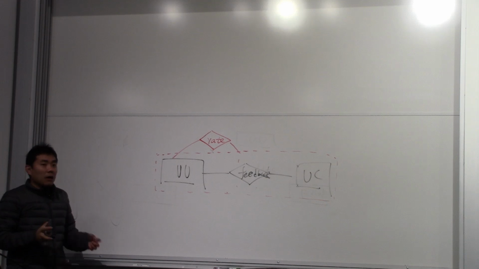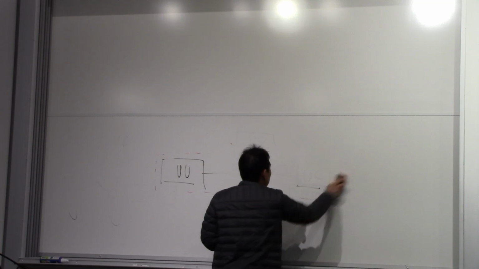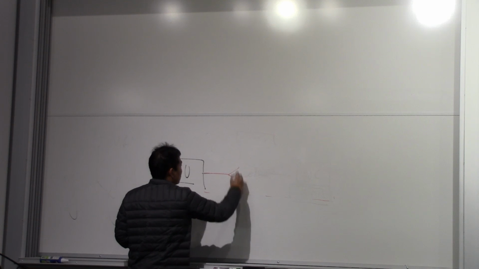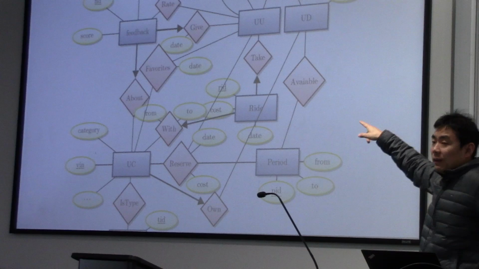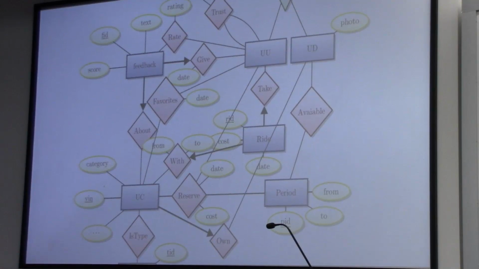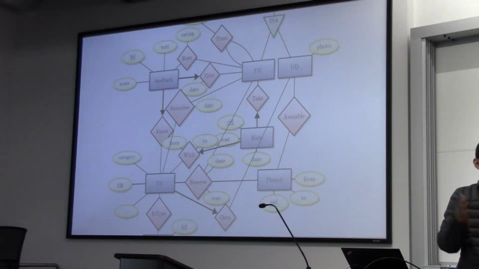A better approach is to say, okay, I'm going to model feedback as an entity set. I actually don't have to draw this because it's available on my graph here. So the user gives feedback, and that's a one-to-many mapping, because each feedback must be given by a user, however a user can give multiple feedbacks. And feedback, of course, has a total participation constraint because each feedback exists because some user has given that feedback. But a user doesn't have to give any feedback to exist.